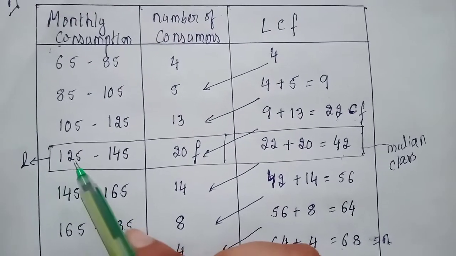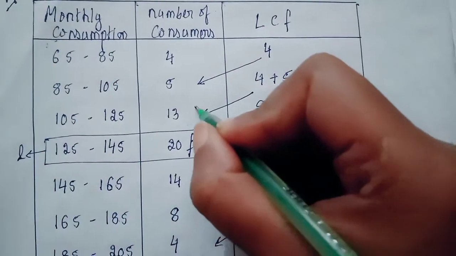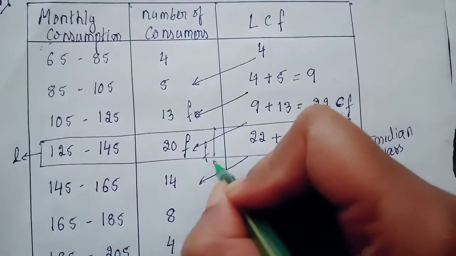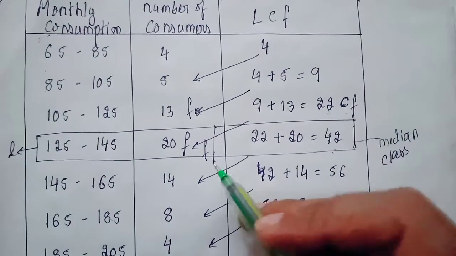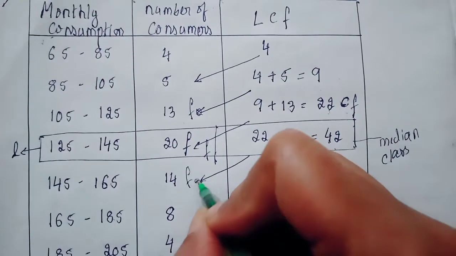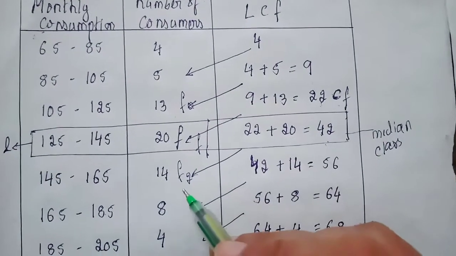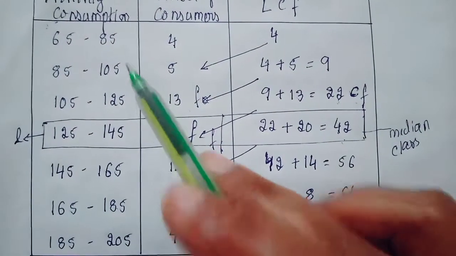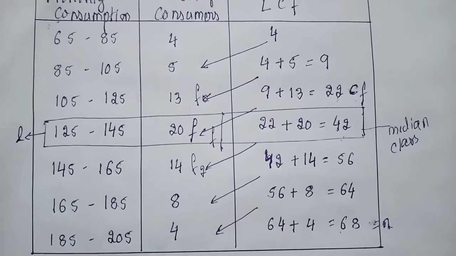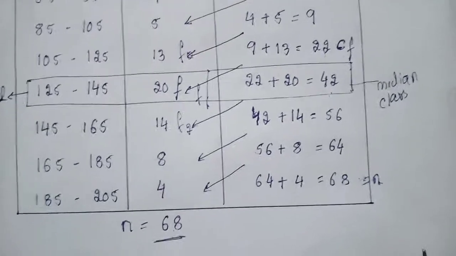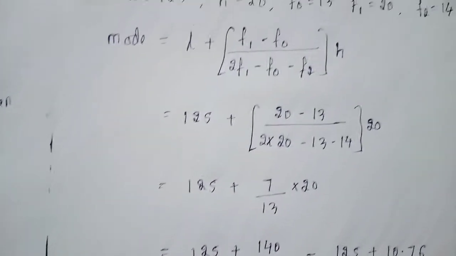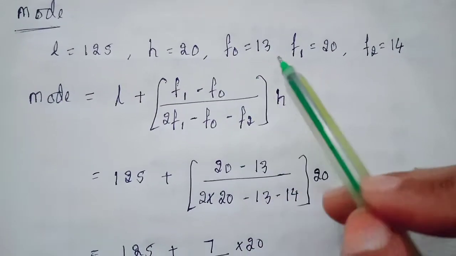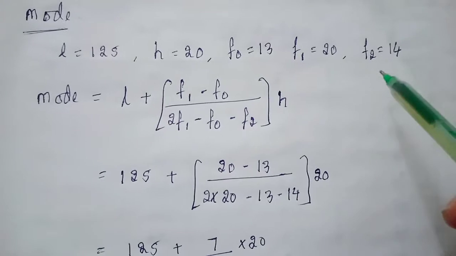Now L is the lower limit of the modal class, F0 is the frequency preceding the modal class, F1 is the frequency of the modal class and F2 is the frequency succeeding the modal class. This we already learned in the last exercise. And H is nothing but the class size. Subtract 105 minus 85, we get the class size. Now let us write all the values. L is 125, H is 20, F0 is 13, F1 is 20, F2 is 14.